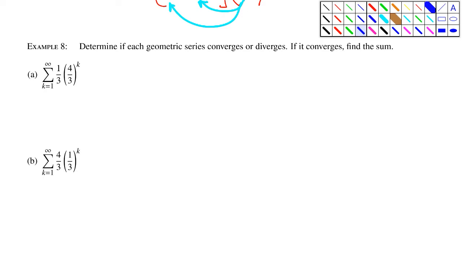Well, this is geometric. However, because r is equal to 4/3, remember that r is the quantity raised to the k power. This is equal to 4/3. Well, this is greater than 1, and so therefore this sum is going to diverge, meaning it's not going to have a sum.